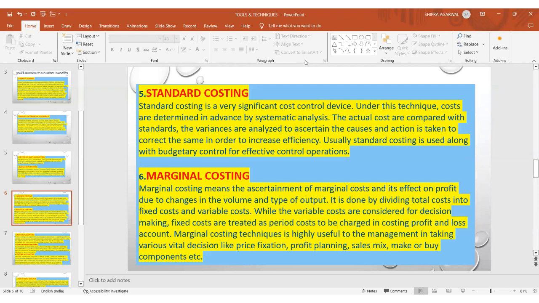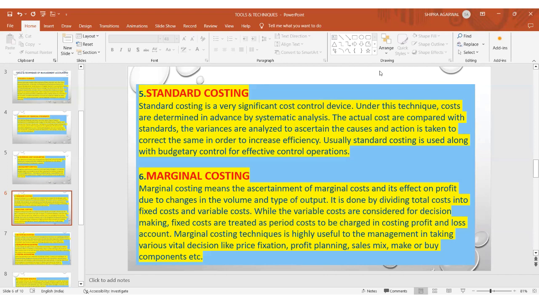So in this case, first of all, you look for the deviation. Then once the deviation is noted, you try to look for the root cause of the deviation. Once you are familiar with the root cause, then you can move ahead for taking the corrective action. Because in this case, you have to set up a cause and effect relationship so that you can increase the efficiency, you can move back to your correct path. Right? Now, standard costing is usually used along with budgetary control for an effective control operation so that both the things can go simultaneously.